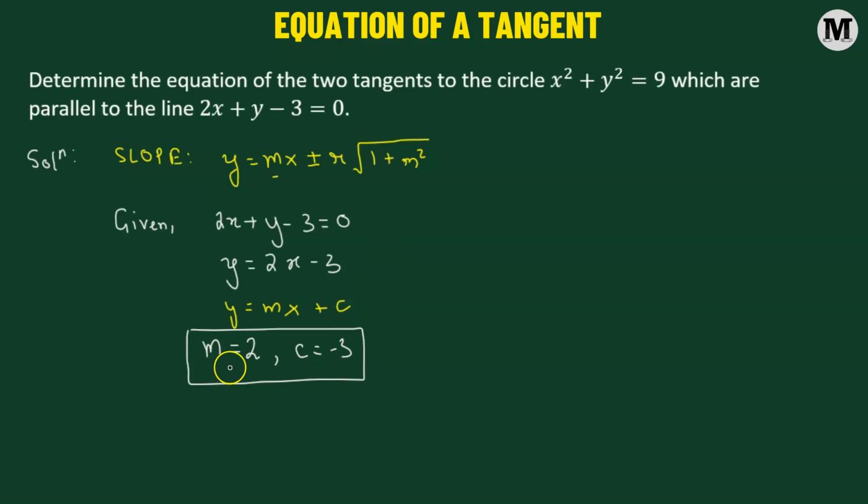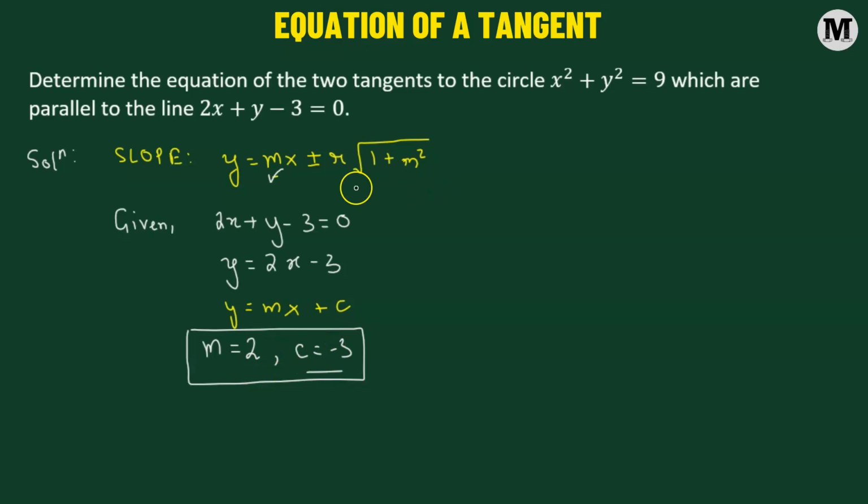We can use this value of slope because we know a property of straight lines is that if two lines are parallel to each other, then they have equal slope, which means that the slope of the tangent line m is also equal to 2. We're going to use this value.